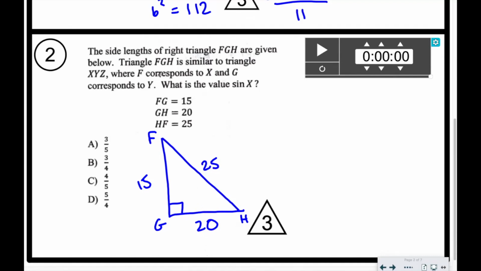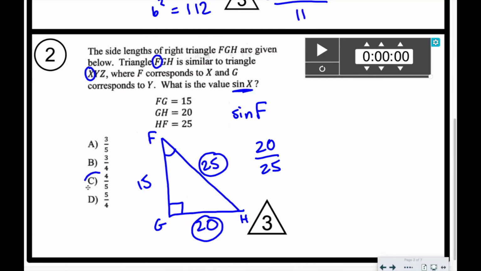Now, here's the key. A lot of times students will draw the second triangle and then it'll be similar and you end up wasting a lot of time. The sine of x is the sine of f because similar triangles have all the same angles. And since they mentioned this f first, that corresponds to x. So f and x are the same angle. So the sine of x should be the sine of f. That simply is this angle, and the sine is the opposite over the hypotenuse. And 20 over 25 is going to reduce to 4 over 5.